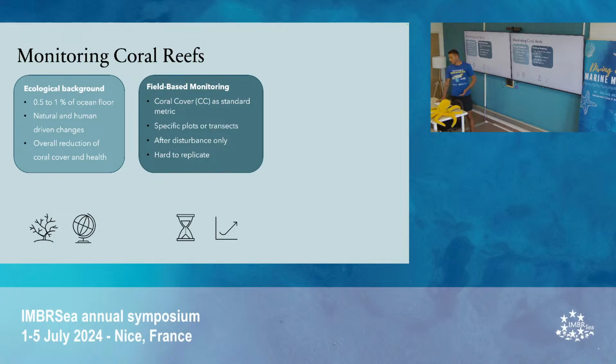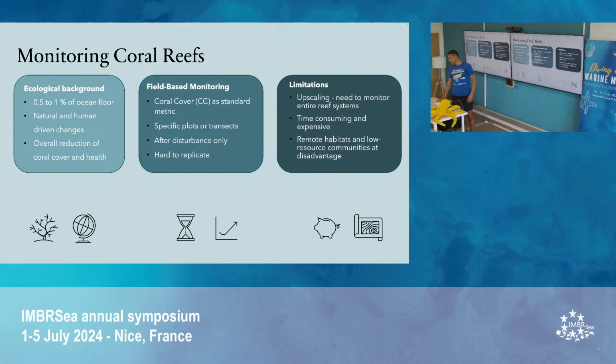So these are some of the limitations that we have. It's also hard to replicate, because we traditionally look at specific plots and transects, so it's hard to look at individual colonies and how they change through time. So again, another limitation is upscaling: we are not really looking at entire systems, but at specific plots and transects across the reef.